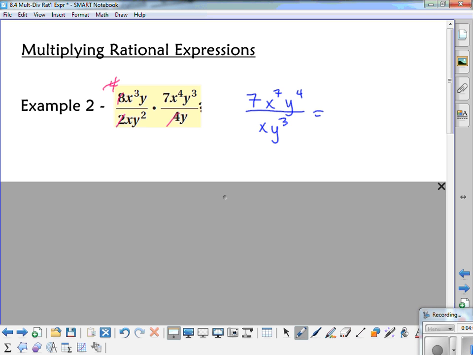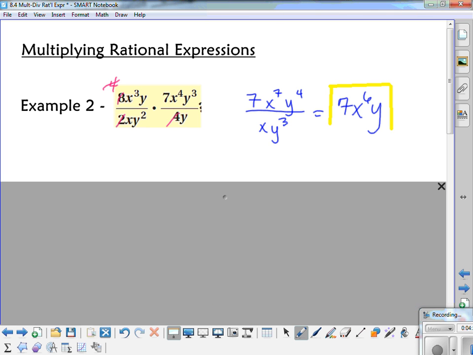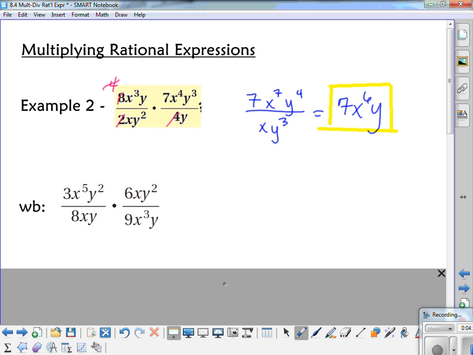And so do I have more x's on the top or the bottom? On top, right? How many more? 6. So I've got x to the 6th. And then what about my y's? Also on top, how many? Just 1 is left. Okay? So after you write that down, you can do this one on your whiteboards.